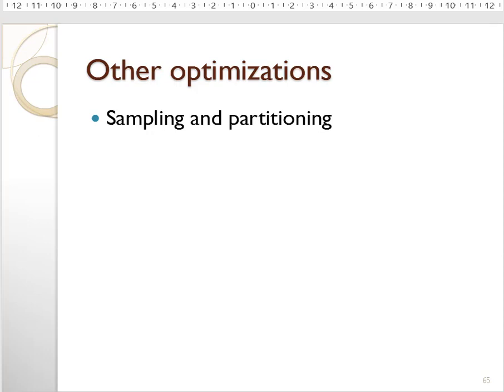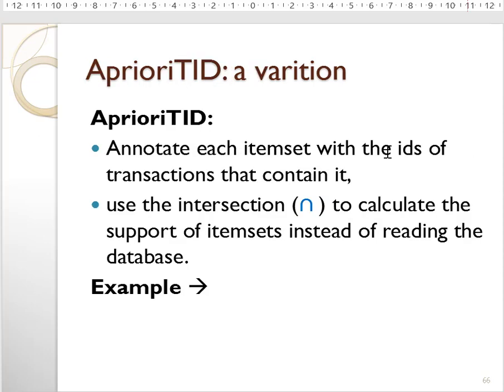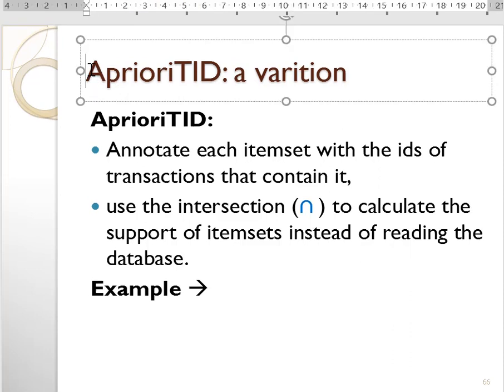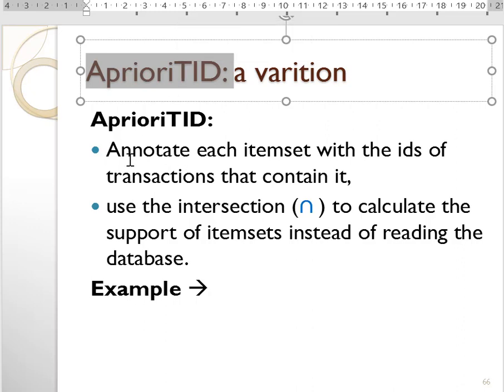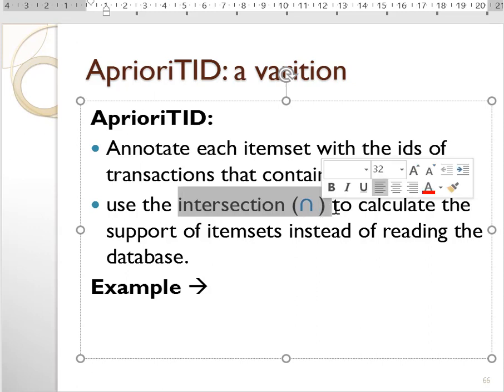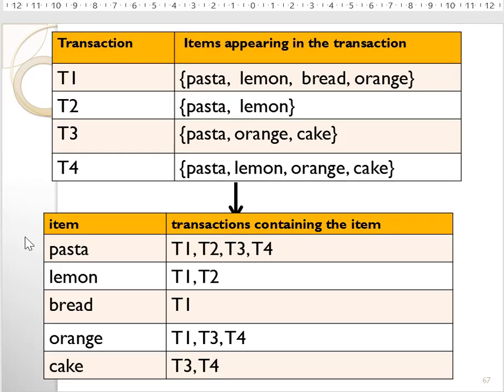Okay, so now I want to explain to you another optimization, or another way to implement Apriori to do the programming. It is called Apriori TID. You can think that it is another algorithm, but actually it is Apriori, just a little bit different. So the idea is the following. We will annotate each item set with the IDs of the transactions that contain it. And then we use the intersection operation to calculate the support of all the item sets without looking at the database. So let me show you this.